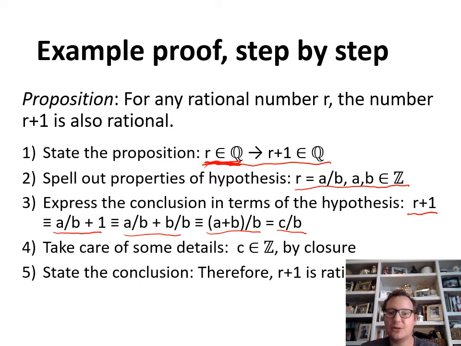How do we know that c is also an integer? Well, we know that because integers are closed under addition. And so if a and b are integers, then a + b is an integer as well. Okay, and then we just have to state a conclusion. So because r + 1 is equal to c over b, where c and b are integers, based on the definition of what rationals are, r + 1 is rational. And that concludes our first proof.